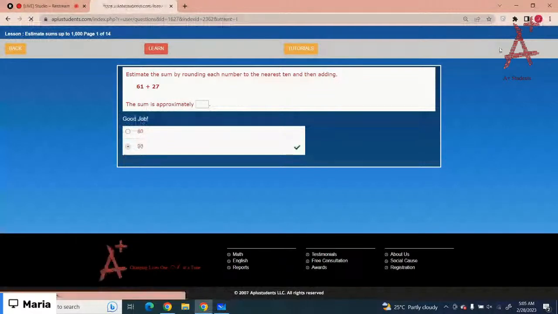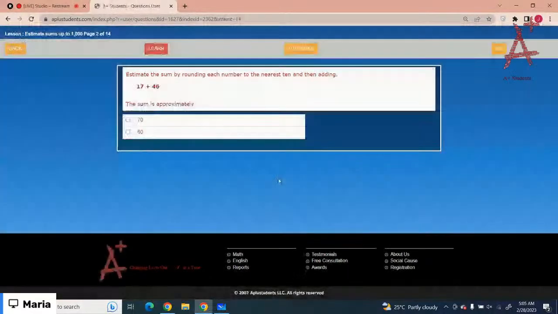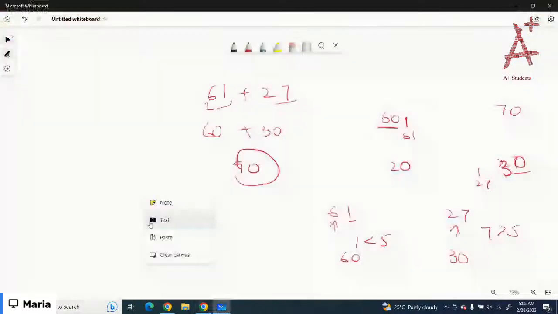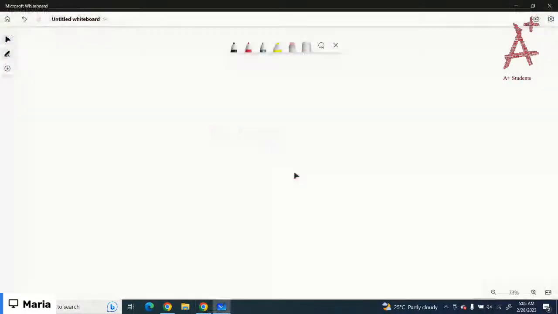Okay, the next one is 17 plus 46. You have to do the same thing. If you guys know the answer, please write the answers in the chat box. So 17 is rounded off to which 10? 1 is at the tens position and the next digit is 7. 7 is greater than 5, isn't it? That means you have to round up. Round up means add 1 to the tens digit, so it would be 2, and replace the other digit with 0. So 17 is rounded off to 20.